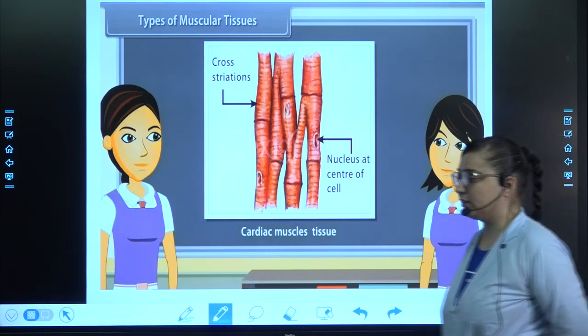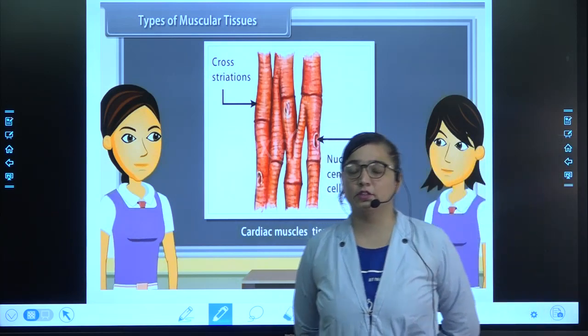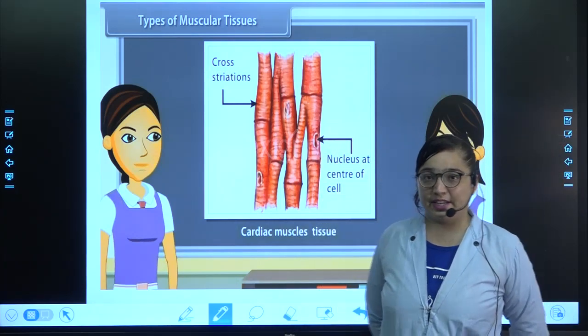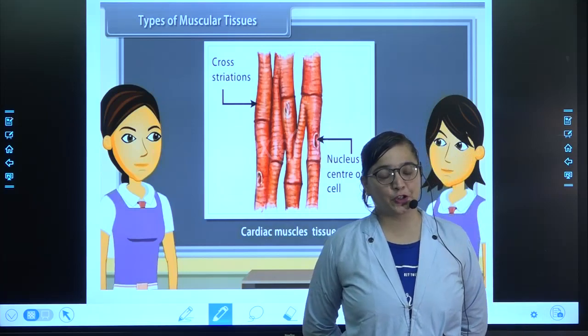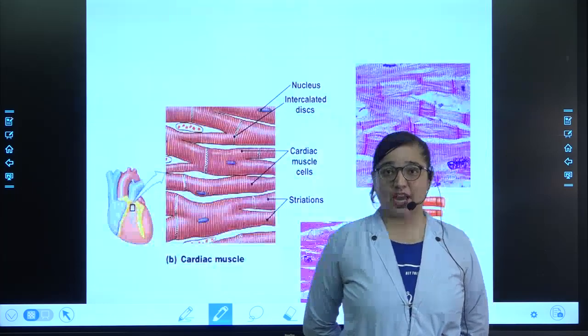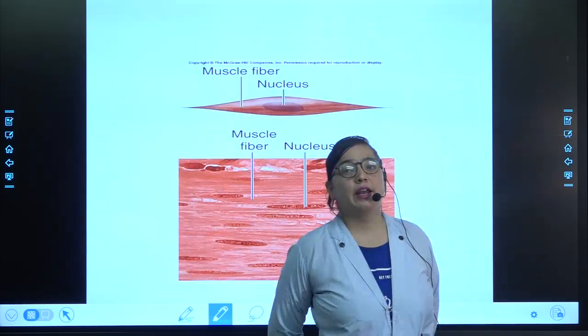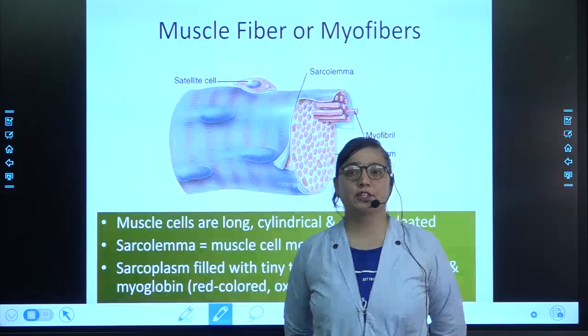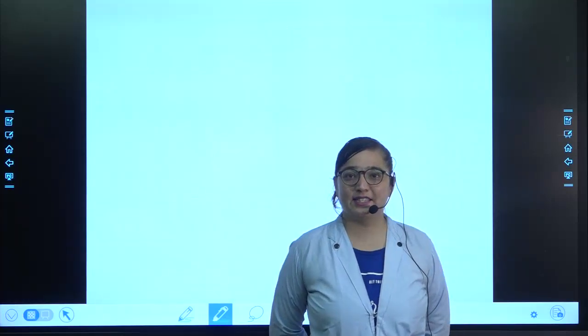Okay, so this is about the three types of muscular tissue: smooth, striated and cardiac. Now, we'll see once again the whole of the content, and you also have to note down each and every important point. Let's start.